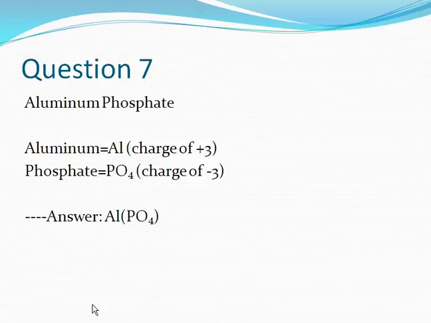Question 7. Both aluminum and phosphate have a charge of 3, so there doesn't need to be any subscripts after either of the ions, and the aluminum symbol and the polyatomic ion can be just added together to form one molecule.